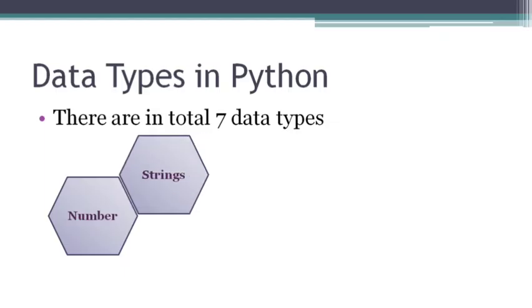Next is strings. Strings in Python are used to represent Unicode character values. Python does not have a character data type. A single character is also considered as a string. We denote or declare the string values inside single quotes or double quotes. To access the values in a string, we use the indexes and square brackets.